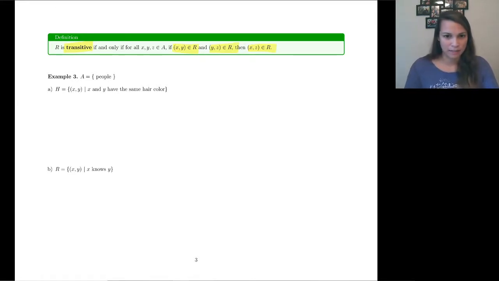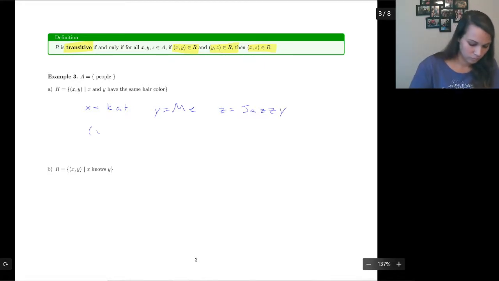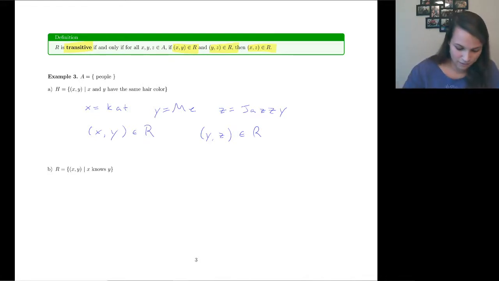For example, we're going to talk about hair color. If X and Y have the same hair color, so we'll say X is Kat and Y is me, and I'm going to get a third person in here, so Jazzy. Jazzy has the same hair color as me too. We're both brunettes with this ombre-ish thing going on. Same with me and Jazzy. But that also means that Kat and Jazzy have the same hair color.